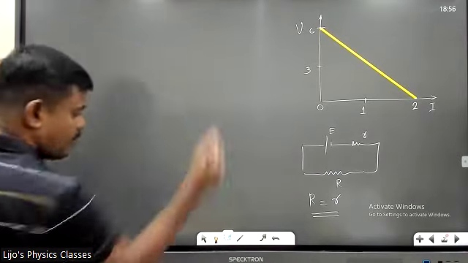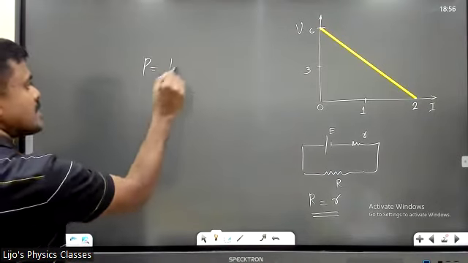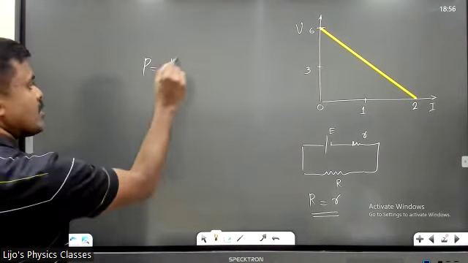We learned 3 equations for power in class 10. Power is equal to I square into R. Power is equal to V square by R. Power is equal to V into I. This is called Joule's law of heating. Correct? I'm using this equation.